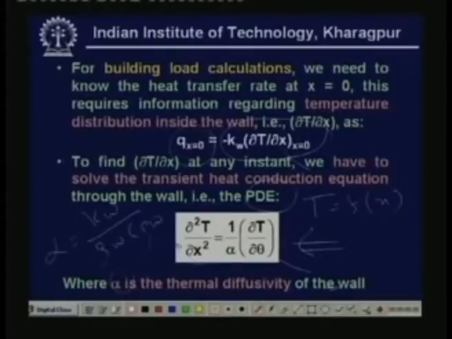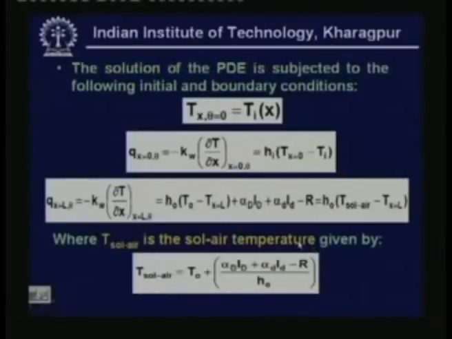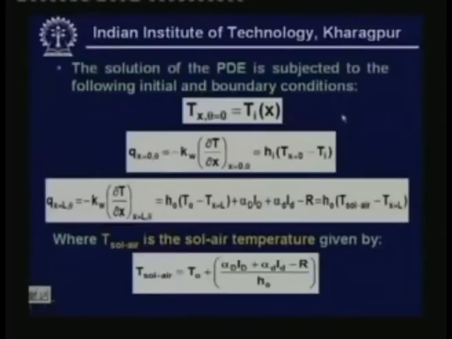Okay, so we have to solve this equation. You can see that this is a partial differential equation and it is second order in space and first order in time. So you have to specify two boundary conditions for space and one boundary condition for time, if you want to solve the equation. And the solution of the PDE is subjected to the following initial and boundary conditions. As I said, you have to specify these conditions, only then you can solve the equation.